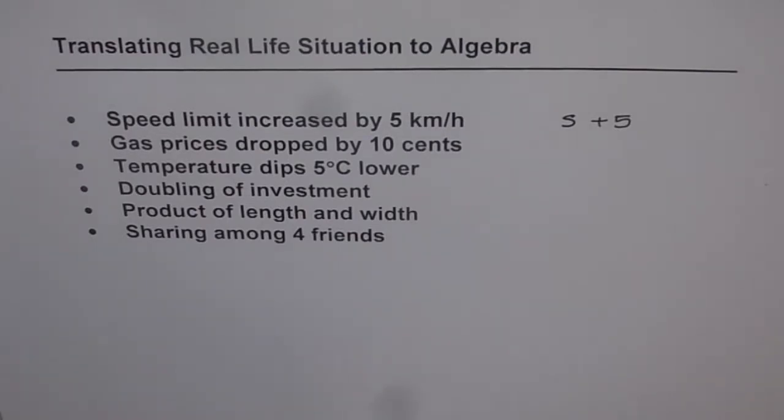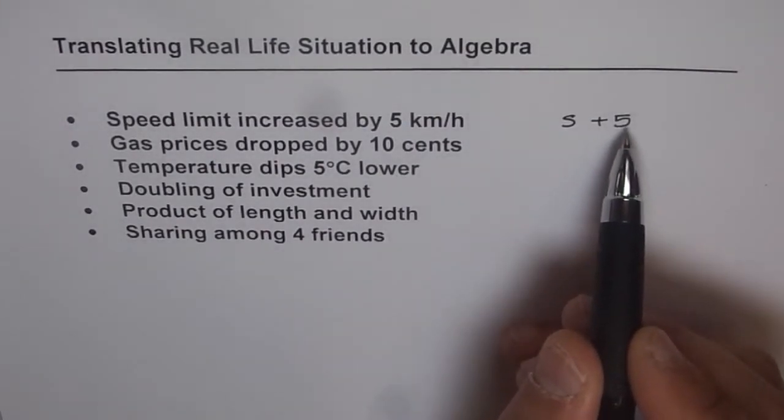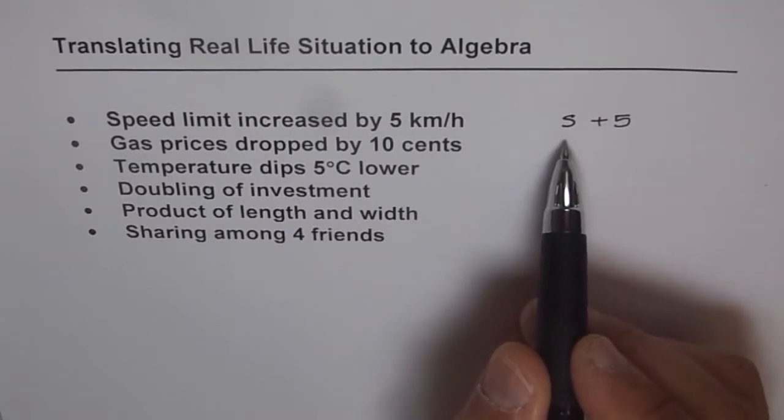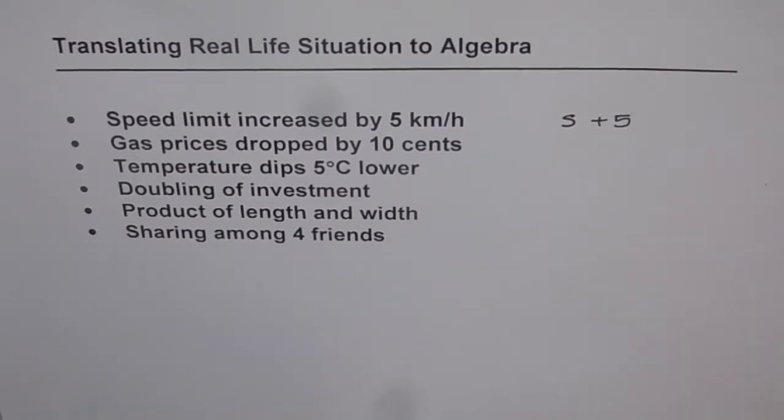Okay, so this expression s plus 5 represents that increase, right? Now s could be any speed limit. If there is another zone where the speed limit is, let's say, 40, so in that place it will be 40 plus 5. So it gives us a flexibility to work with the situation, right?